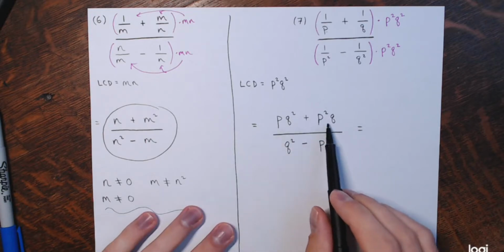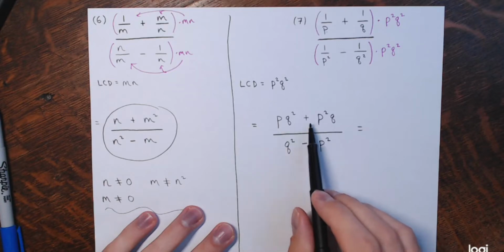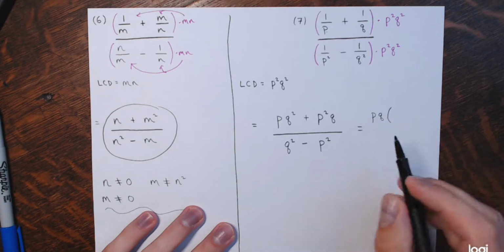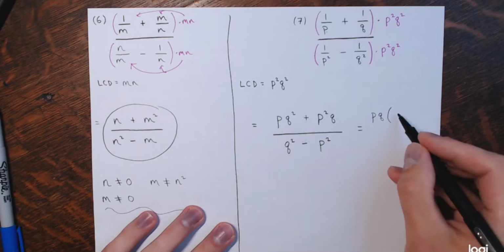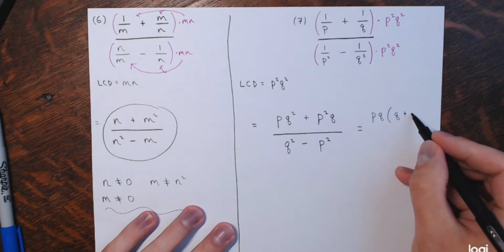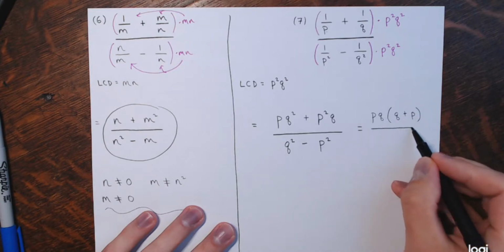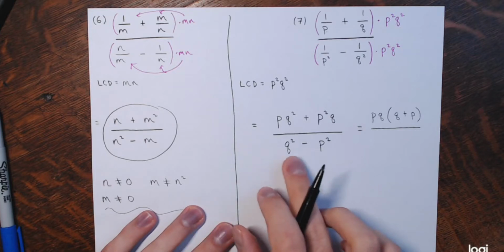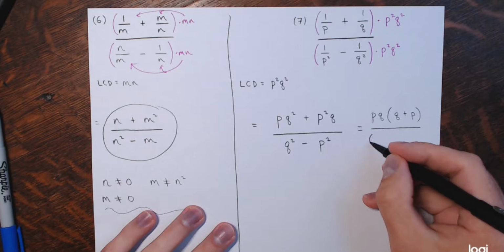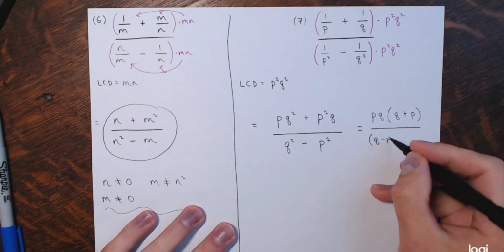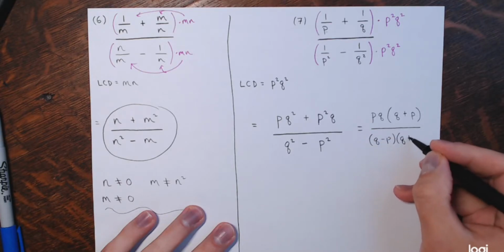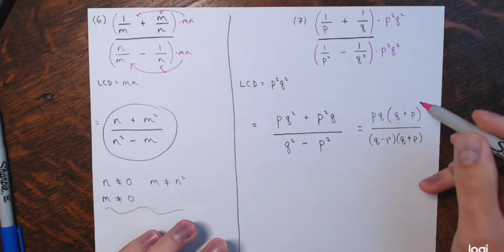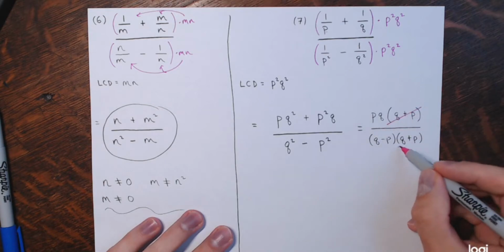On the numerator, both these terms have a p to the first and a q to the first at least, so I factor out pq. And if I factor out pq, you'll have q plus p left over as the other factor. Alright, and then the denominator is a difference of squares. That would factor to q minus p times q plus p. And I am seeing a common factor in the numerator and denominator. That's this q plus p factor.